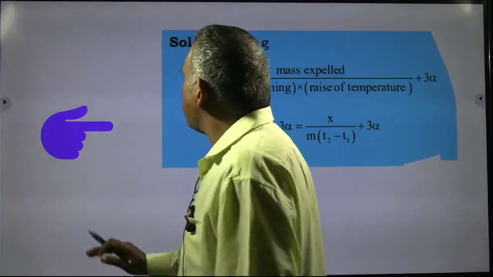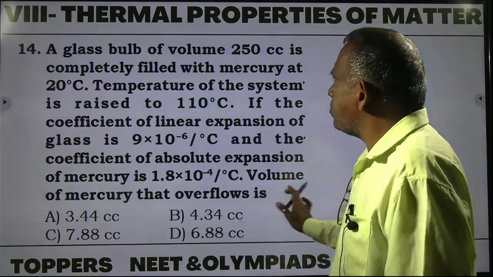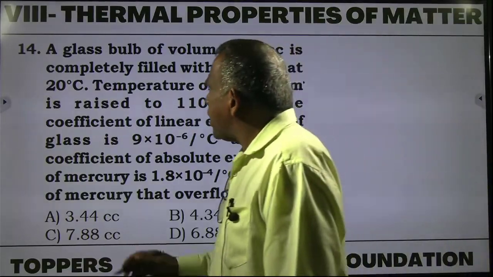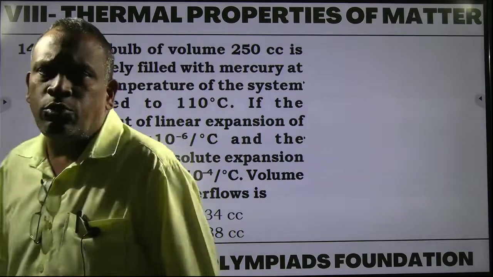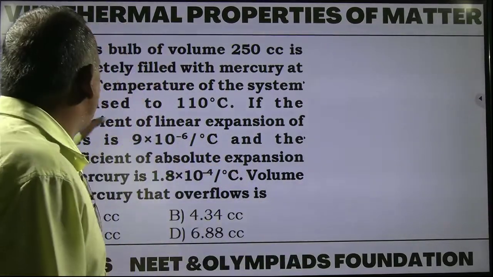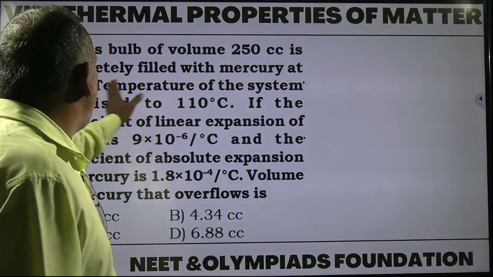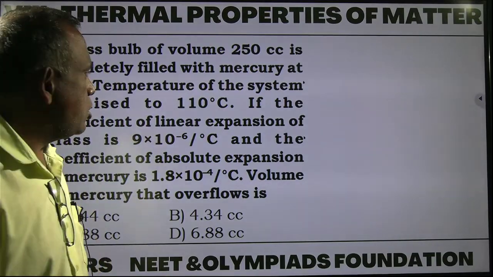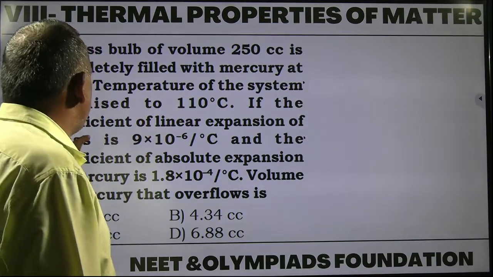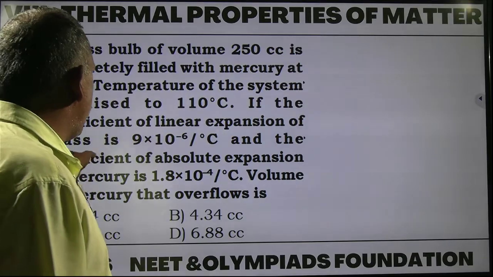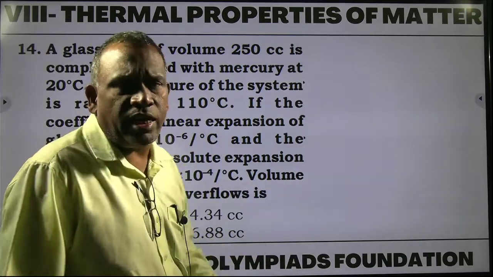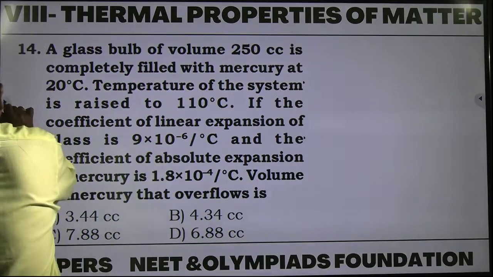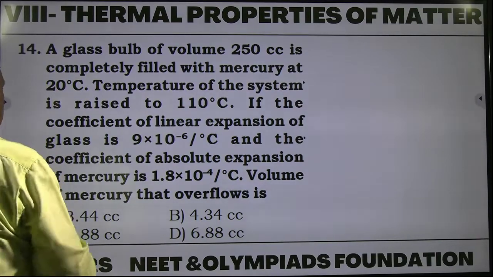Coming to the next question, this is a simple explanation. A glass bulb of volume 250 cc is completely filled with mercury at 20 degrees centigrade. The temperature of the system is raised to 110 degrees centigrade. The coefficient of linear expansion alpha is given.